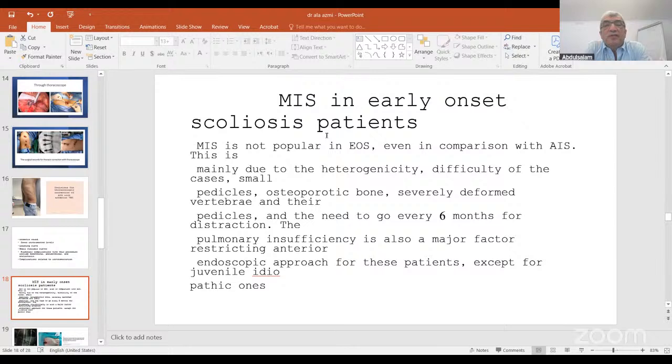in comparison with adolescent idiopathic, and it's mainly due to the heterogeneity, difficulty of the cases, small pedicles, osteoporotic bones, severely deformed vertebrae and pedicles, and the need to go every 6 months for distraction. That is, if you are talking about the traditional growing rod, which is the most popular until now. Pulmonary insufficiency is also a major factor restricting the anterior endoscopic approach in these patients, except for juvenile idiopathic cases.